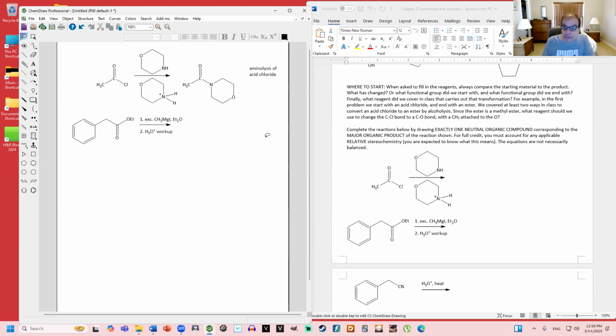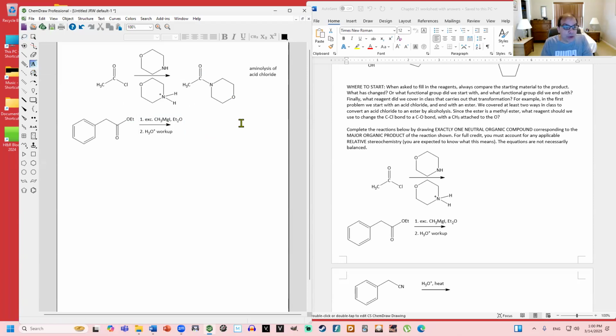That's still there. So that would be the structure of the major organic product. You'd get this amide from the acid chloride. This is aminolysis of an acid chloride. The oxygen does nothing. It's just along for the ride. And in the next reaction, we have an ester that we're treating with an excess of a Grignard reagent.